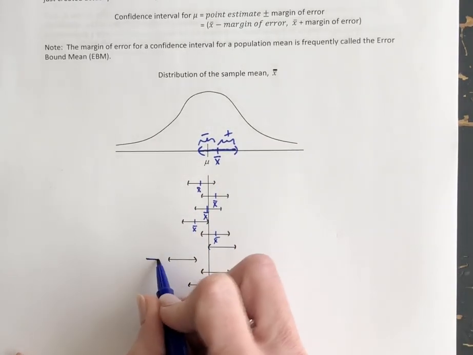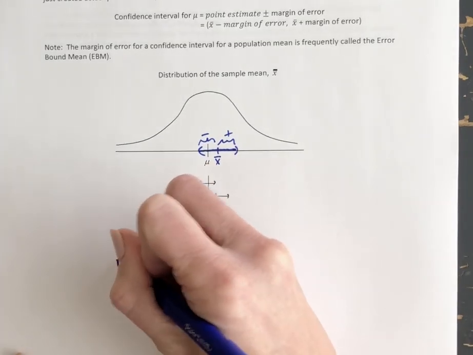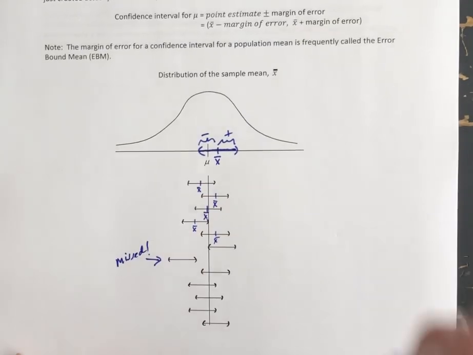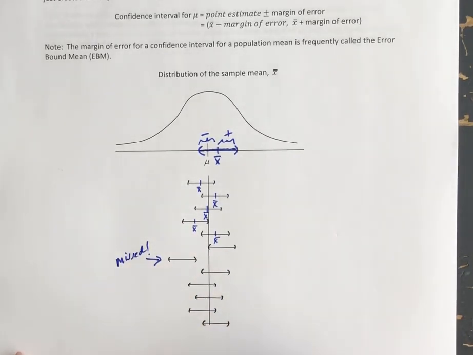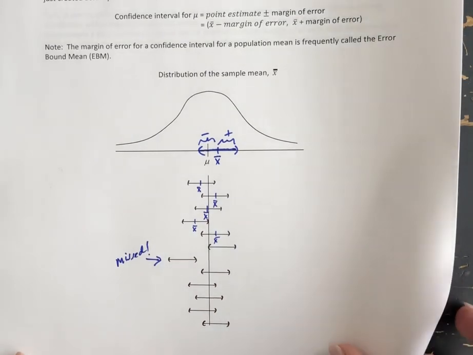You'll notice this one doesn't, right? This one missed. And so sometimes that's going to happen, but in general, we're going to be pretty confident that we can create an interval that does contain the true population mean mu.